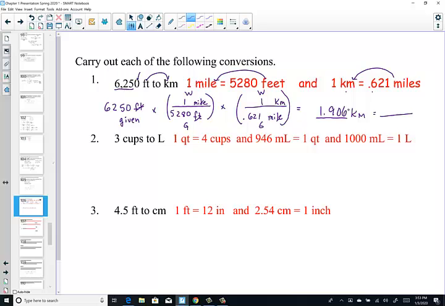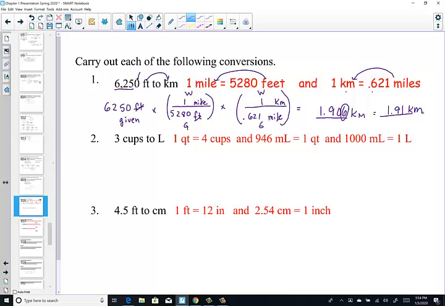The number that I have here that will be dropped is a 6, so we'll have to round. 1.91 kilometers. I'm pausing to let you digest that a moment.